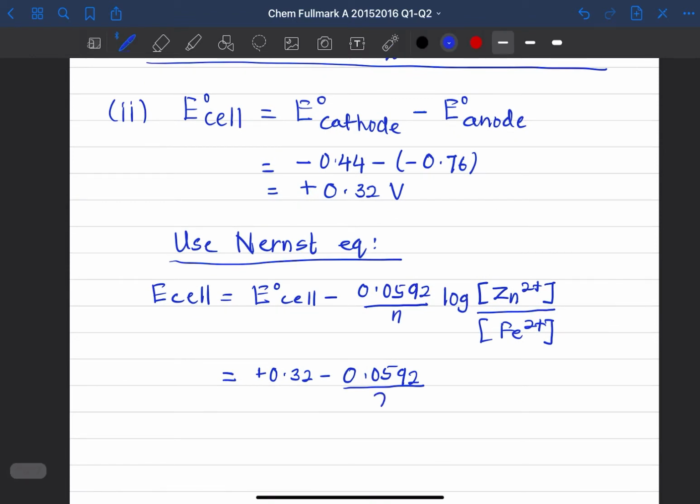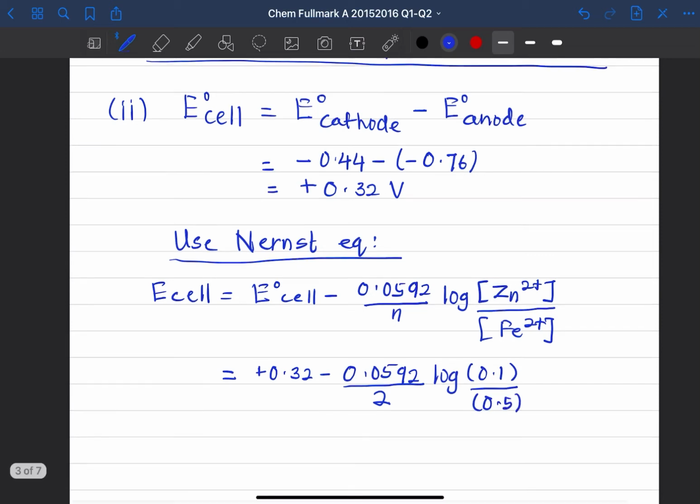So 2 mole here, times log concentration of zinc 2 plus. Look at the cell notation: 0.1 over the concentration of Fe 2 plus. You can get it from the cell notation, 0.5. And you can calculate. So you will get the answer in positive volt.